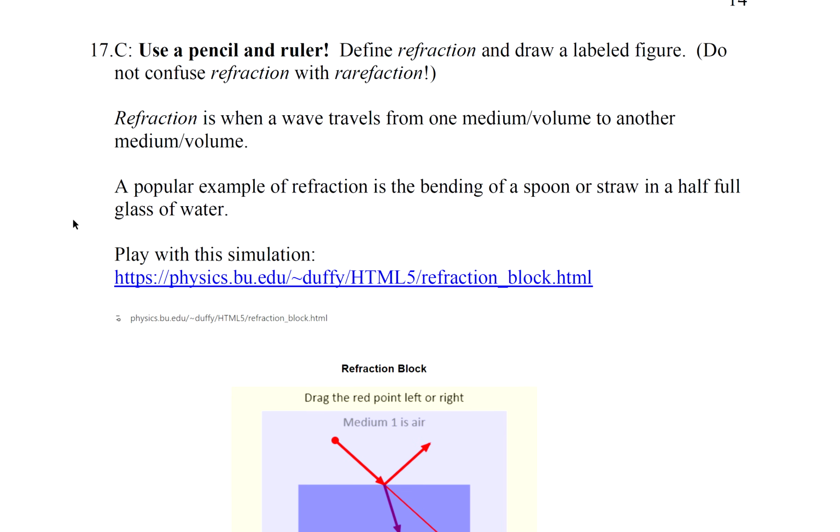Question 17, define refraction and draw a labeled figure. Do not confuse refraction with rarefaction. Refraction is when a wave travels from one medium or volume to another medium or volume. A popular example of refraction is the bending of a spoon or straw in a half full glass of water.